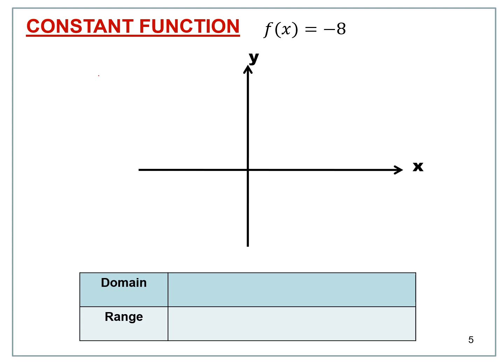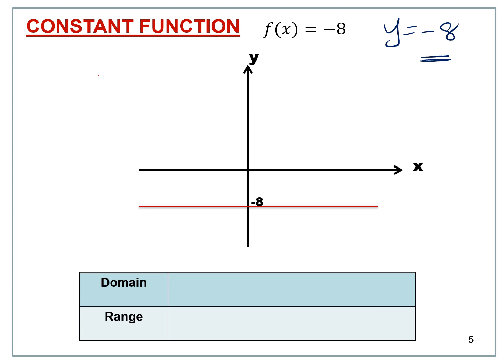So we go to constant function first. f(x) equal to -8. Sometimes we can write y = -8. How do we sketch this graph? Look at the value of -8 here. The graph is constant at -8 on y. So you put -8 on the y-axis and draw a constant line at y = -8.